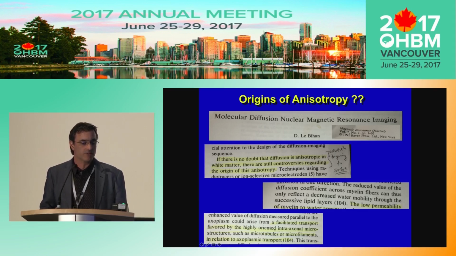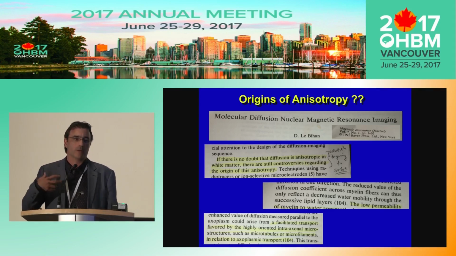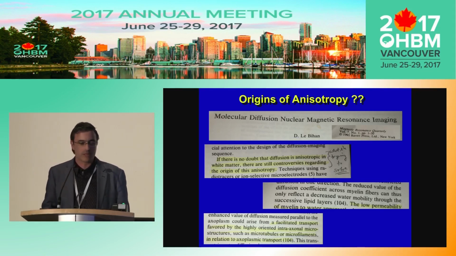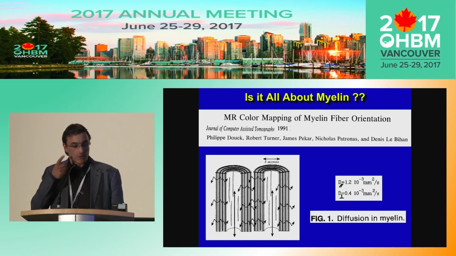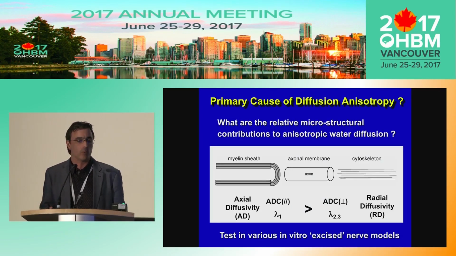You can see that there might be facilitated transport that's favored by the intraaxonal microstructures such as neurofilaments. So really, there's lots of different elements that were brought up that potentially could contribute, but there was no answer to that. Even if you looked at this paper in 1991 that talked about color mapping of myelin fiber orientation, the first figure shows these myelinated axons, and the figure caption says diffusion in myelin. So really, that was the prevailing theory at the time, that myelin was really the cause of all this anisotropy. But it hadn't really been shown or proven at that point.